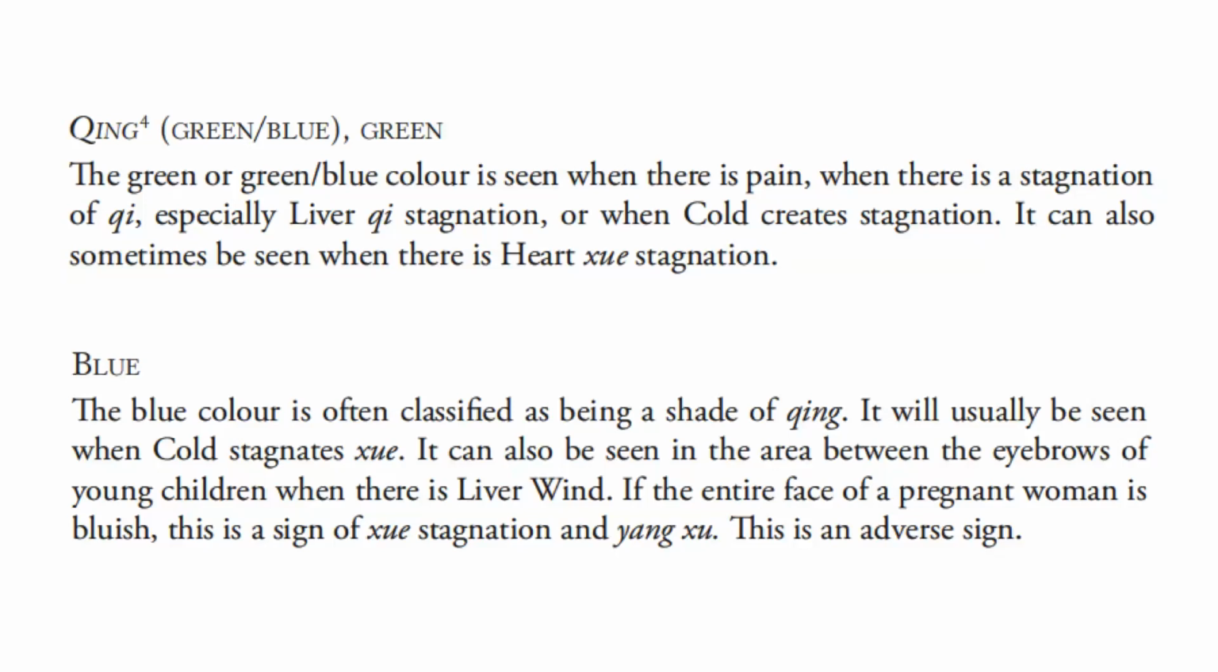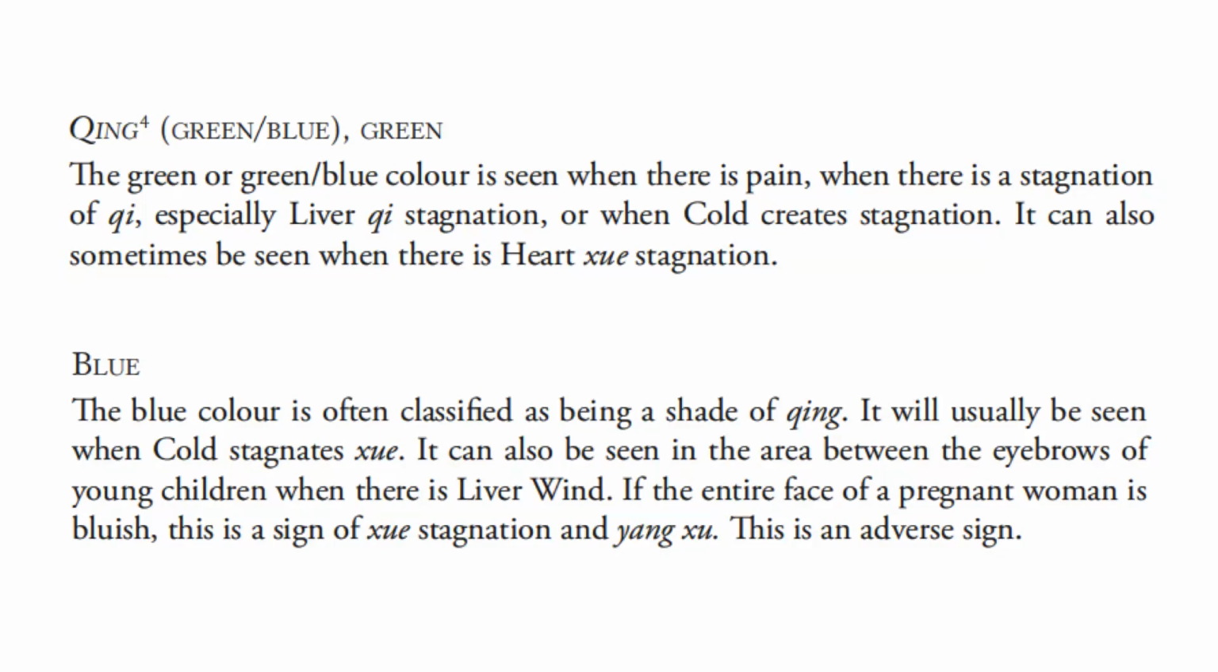Next is qing, or the green-blue or green color. The green or green-blue color is seen when there is pain, when there is stagnation of qi, especially liver qi stagnation, or when cold creates stagnation. It can also sometimes be seen when there is heart blood stagnation.